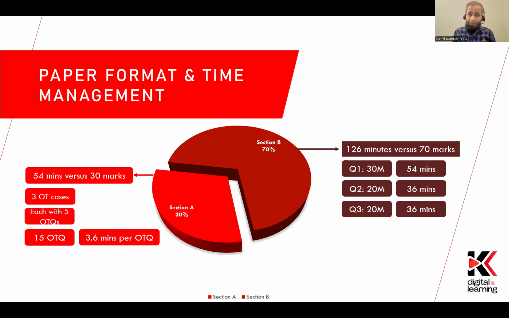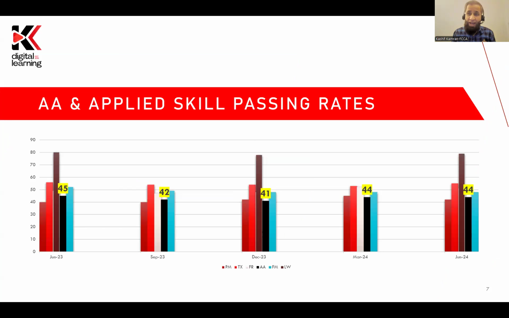Okay, now moving away from the paper format and time management, let's look at the passing rates of the AA paper. I tried doing an analysis of all papers at the applied skill level, and you can see them on your screen with different colors. And you can see the passing rates for AA, which in June 23 was 45%, 42% in September 23, 41% in December 23, 44% in March 24, and then 44% in June 24.